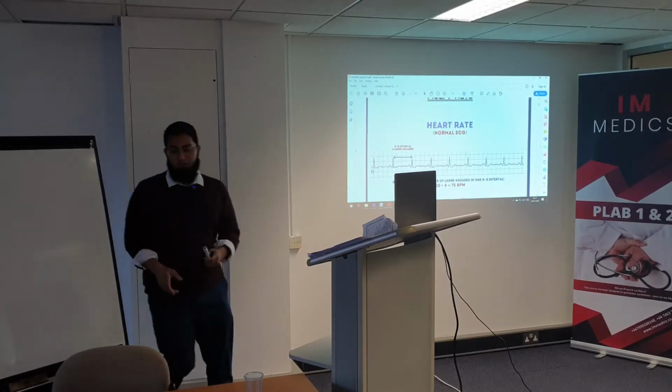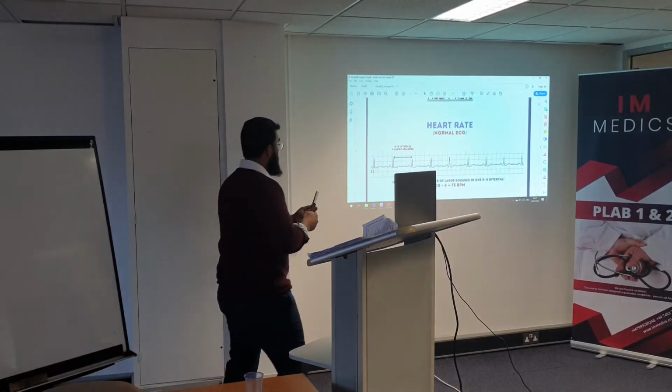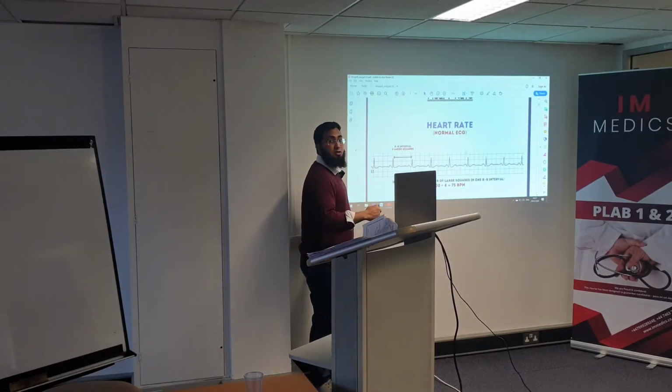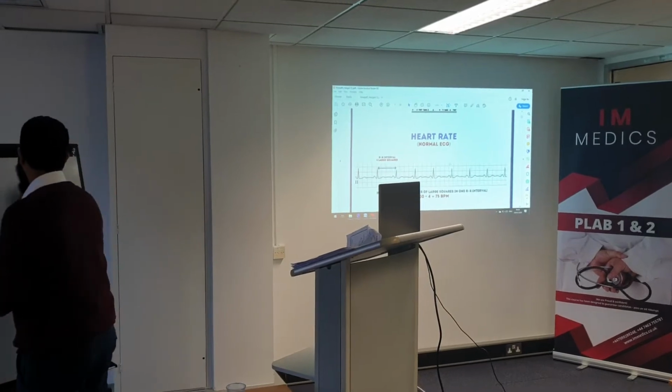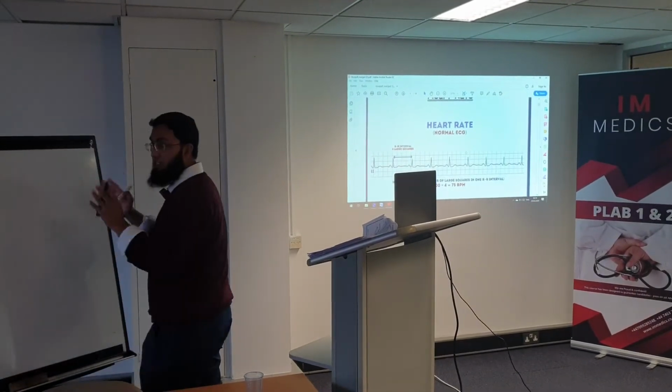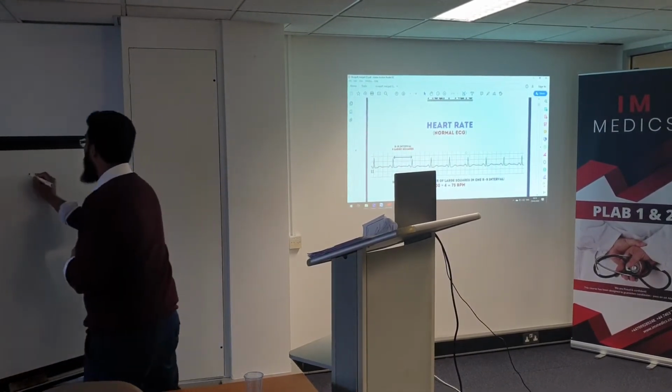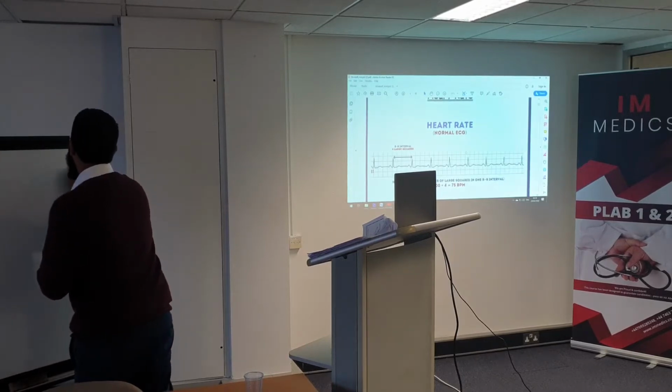Okay, sure. So 300 is important. So basically, as you can see, this is one QRS complex, one QRS complex. Between them two, you calculate the large boxes. In here is 1, 2, 3, 4. So 300 divided by X. What is X? X is the number of large boxes. In this case, it's going to be 4. So the answer is going to be 75.